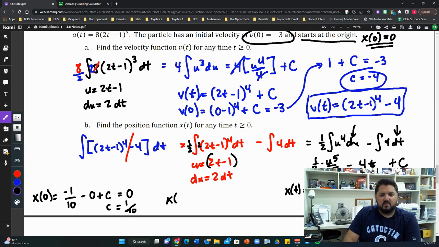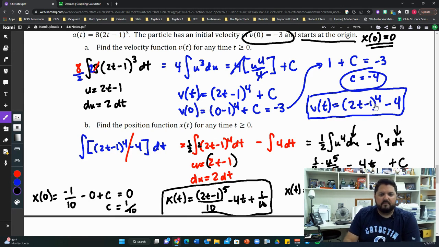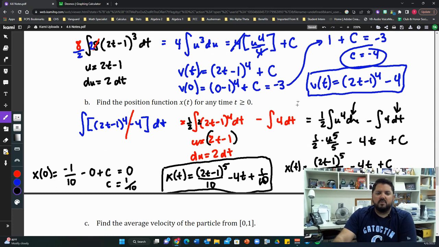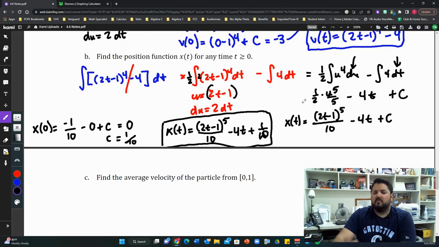So my particular solution for the position function is all this stuff over again, but 1/10 is going to be there at the end. So minus 4t plus 1/10. So that is my position function. Make that look a little closer to a 10. All right, now that we have those two equations, we can use them to do whatever we want.